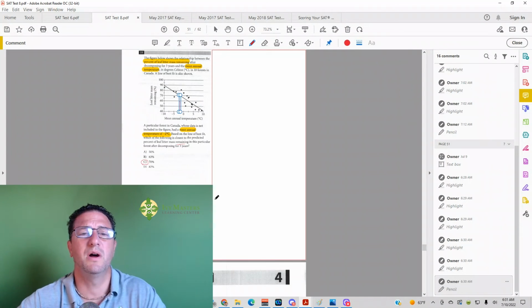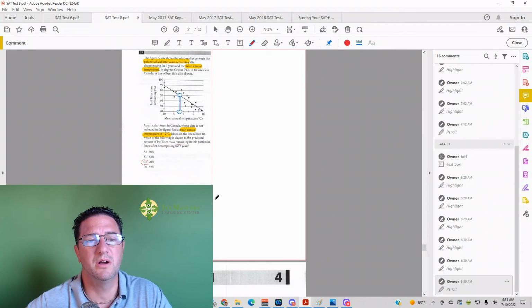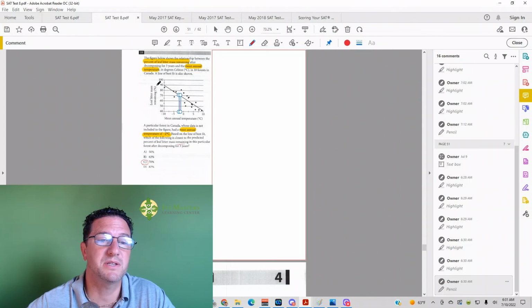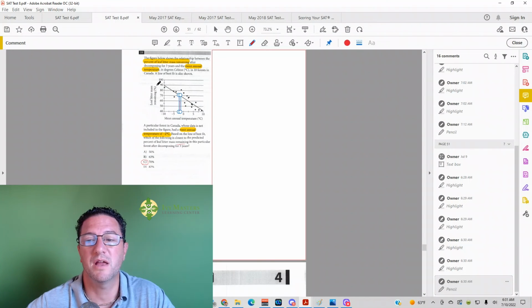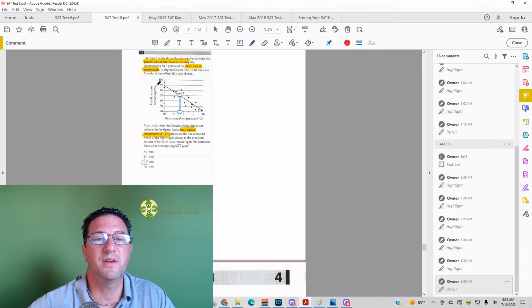One thing you do want to make sure of is that sometimes it will give you the information where the y-axis is what remains, and then they'll actually ask how much has decomposed or something like that. If that were the question, then the answer would be 30%, not 70%. Because if 70% remains, then 30% is already decomposed, because it has to add up to 100%.